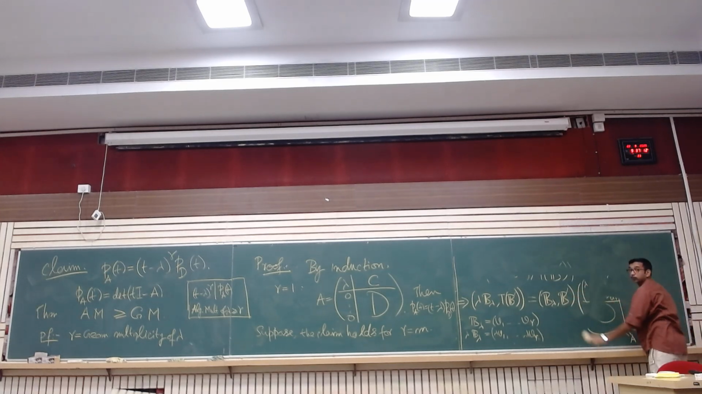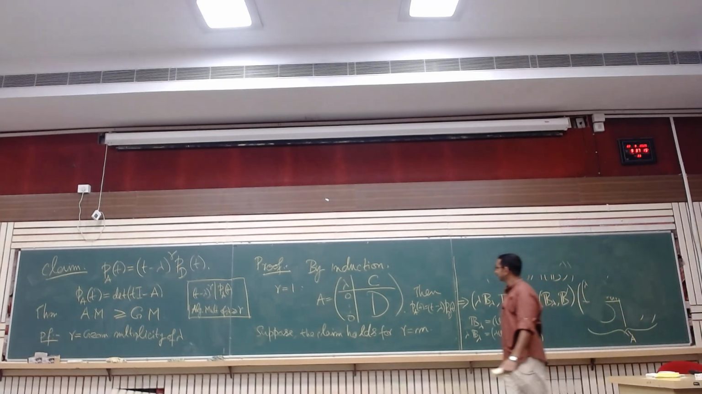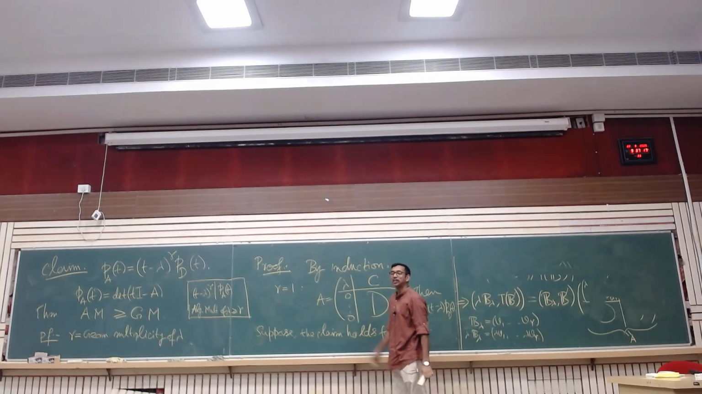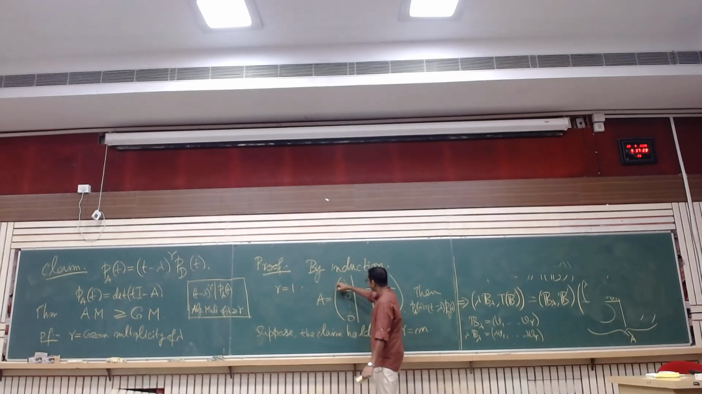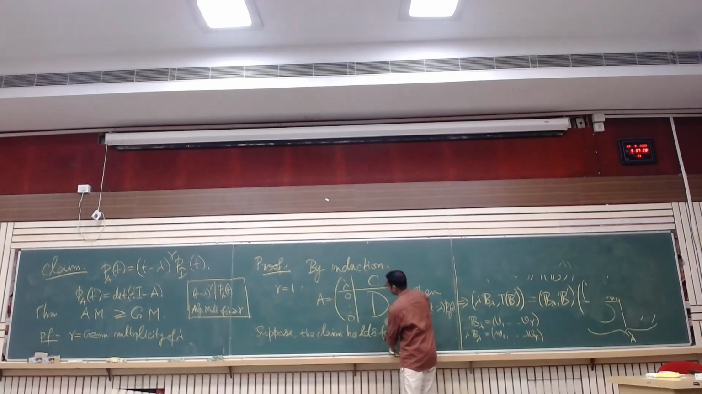How do you expand a determinant? Right, you can expand it along a column. So if you expand it, this is T minus lambda and the determinant of tI minus D. And then all this is 0. So from C you are not getting any contribution at all. Just by the definition of the determinant, how you expand it along the first column, you are getting it.